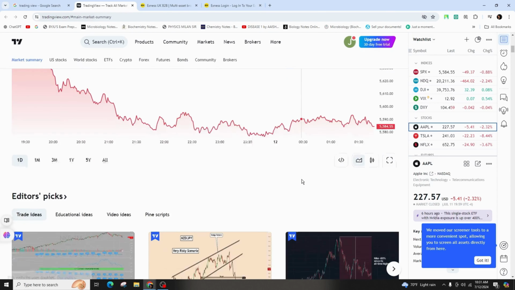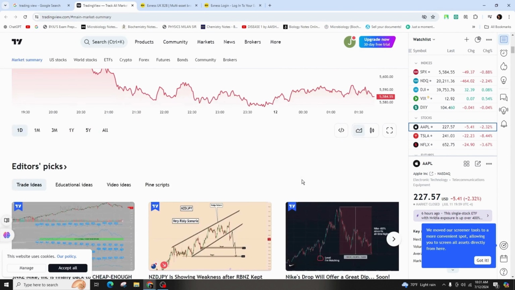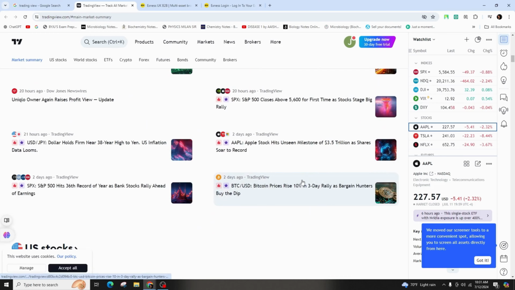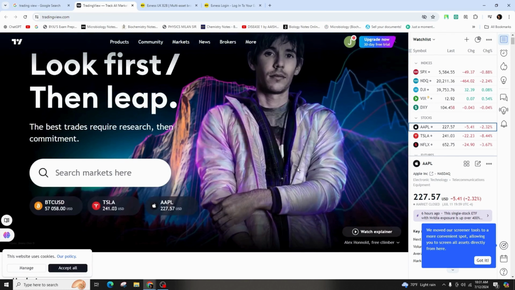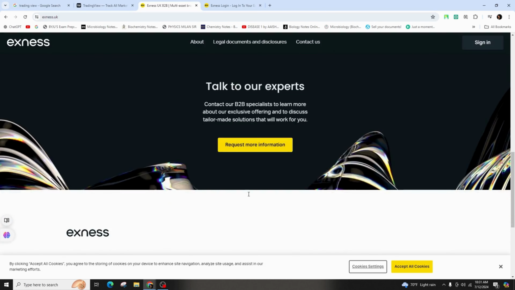The second option is to engage in paper trading on TradingView, which allows you to simulate trades using virtual funds to practice trading strategies, while connecting Exness with TradingView is not feasible. So utilizing the Exness terminal provides a viable option.